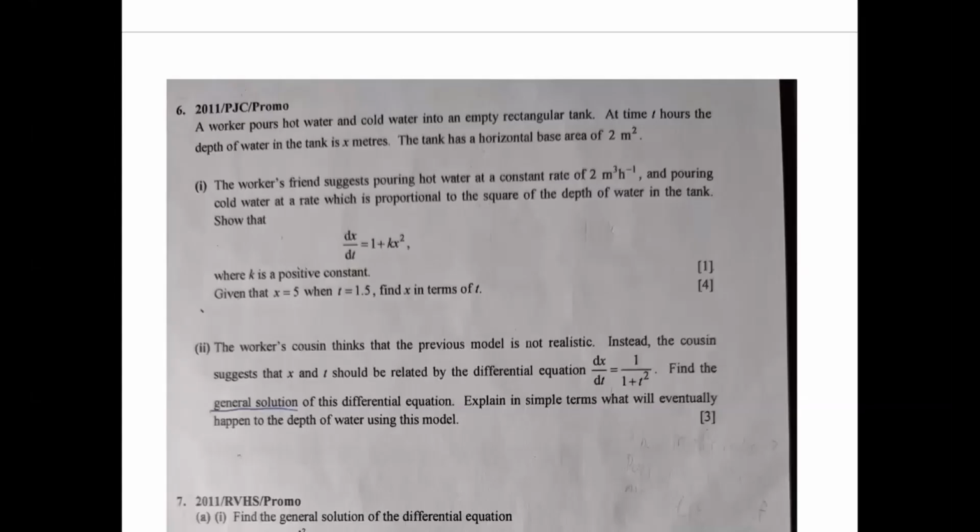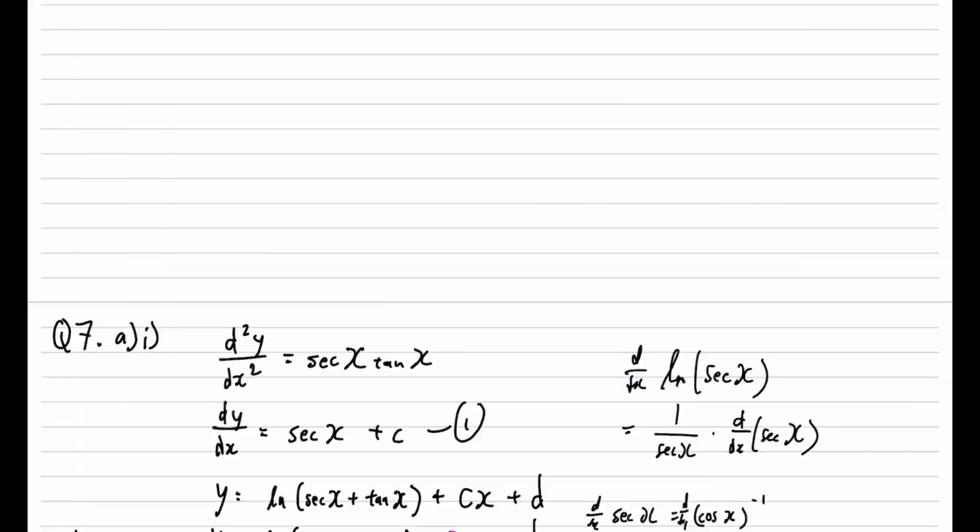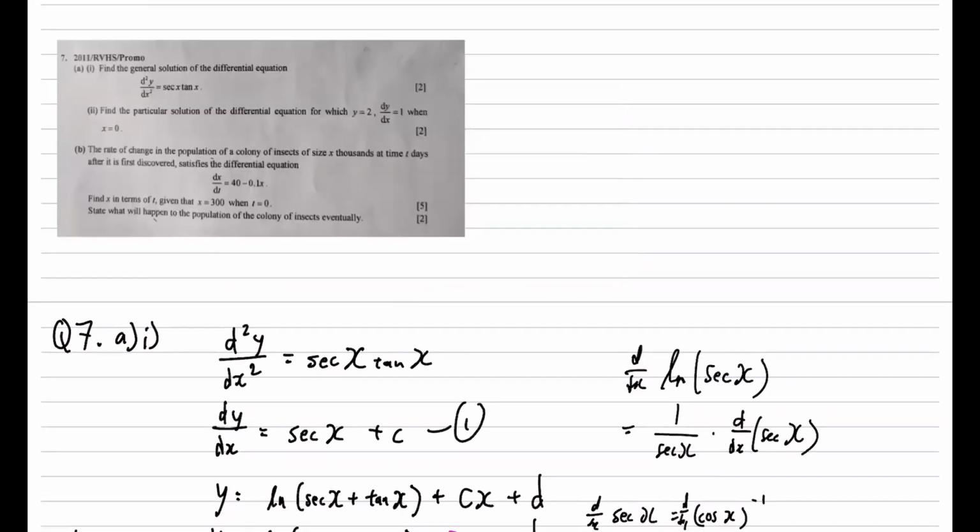Okay, question 7. Let's go on. Next application question. Part A is just a standard question. Part B needs application. Let's read part A first. Find the general solution of the differential equation d2y by dx squared equal to secant x times tangent x.